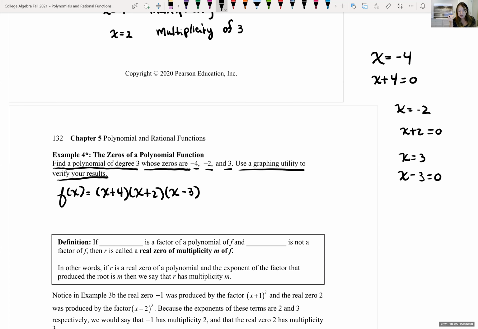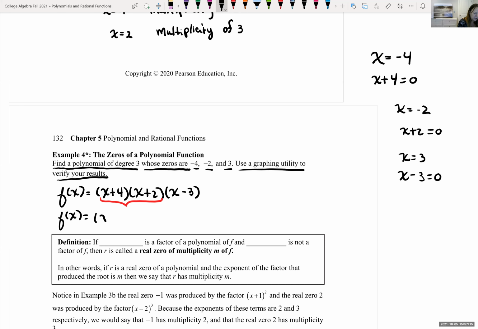We could technically put any number out front, any coefficient, and that would keep those still as the zeros of the polynomial, and it wouldn't change my degree. It looks like it wants me to expand this out, and so you would do that by distributing x plus 4 times x plus 2.